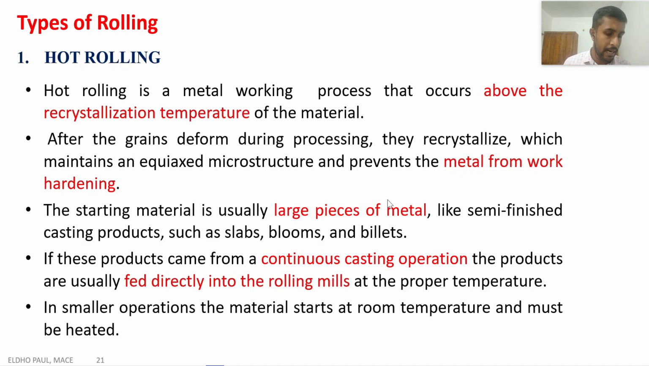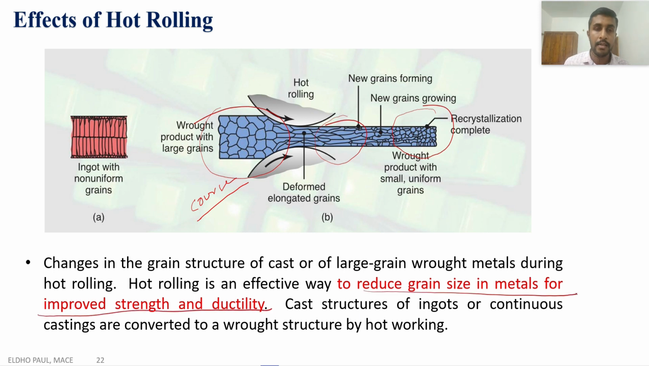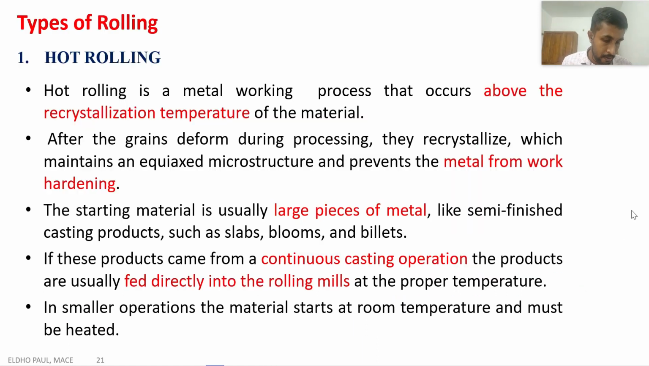We can divide the rolling process into hot rolling and cold rolling. I already explained that. This is the microstructure during the hot rolling process. The coarse equiaxed grains of the ingot are converted to elongated grains after rolling. Then after cooling, these elongated grains convert to fine grained structures, fine uniform small grains. This fine grained structure increases the ductility as well as the strength of the material, because of the reduction in grain size. That is the hot rolling process.